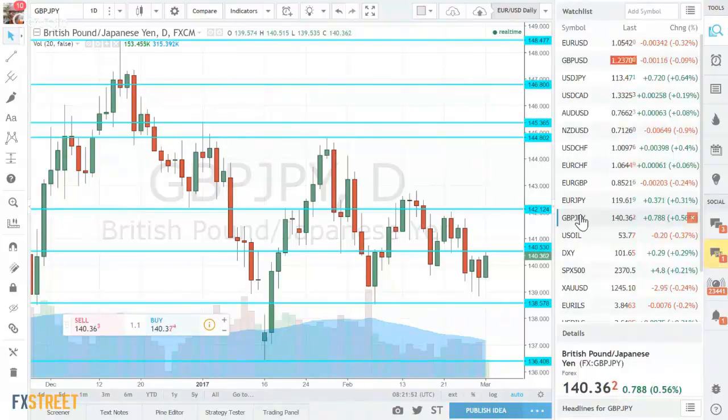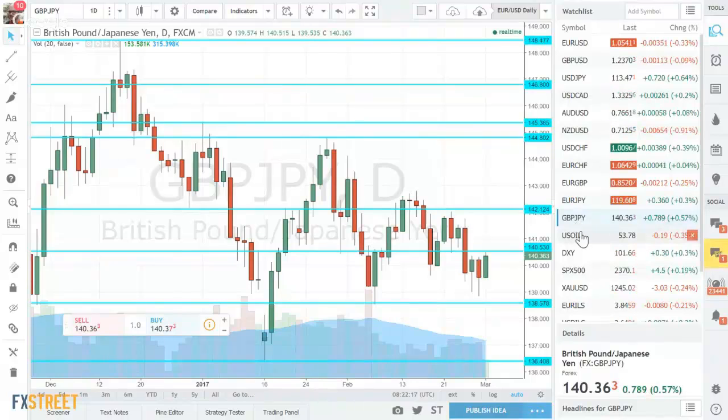This is one of the more volatile crosses, one of the more volatile currency pairs. Higher above 142.12, 144.80, followed closely by 145.40, and even higher 146.80 is worth mentioning before 148.50, which is much higher than we are at the moment.